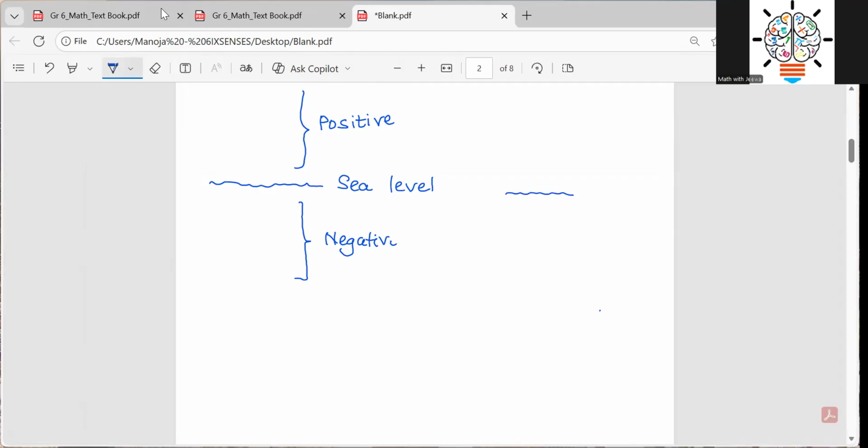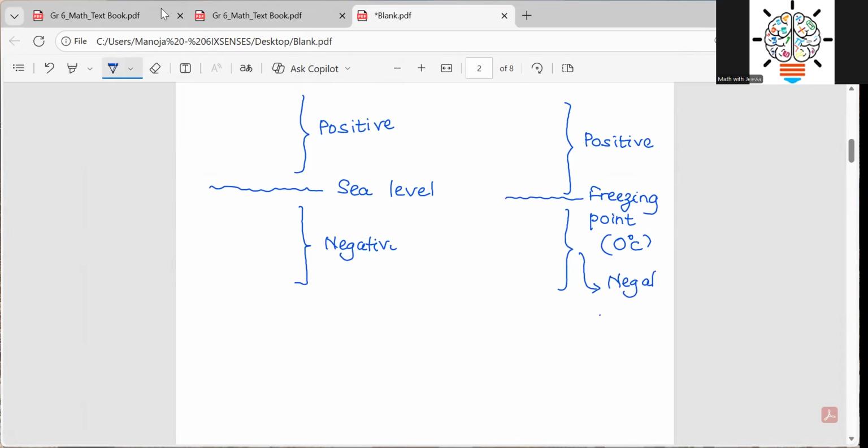Or else, let's say we have the freezing point, that is 0 Celsius, the 0 Celsius degrees. And something above that, we call it positive temperatures. And something below this value, we call the negative temperatures. In different situations, we use these in different ways, children.